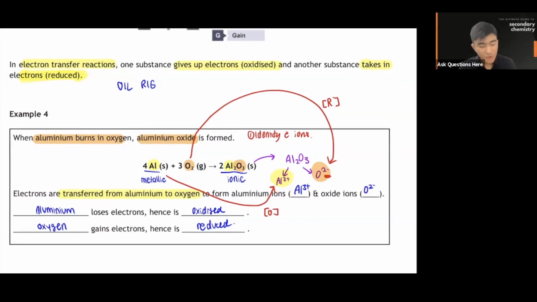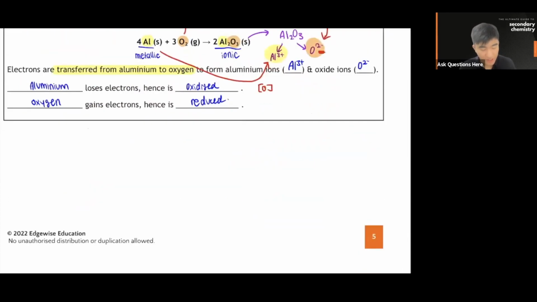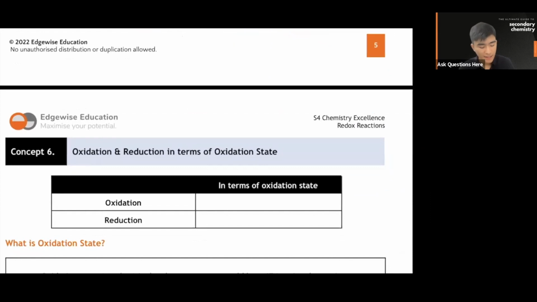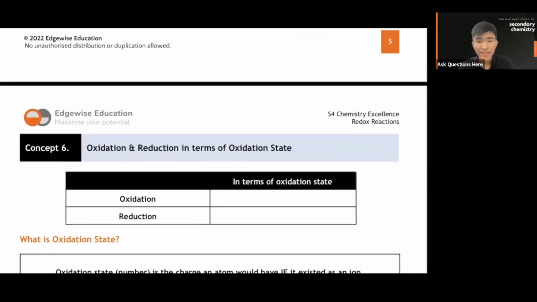All right, let's move on to the next page, which is on page number 6. Now, this part over here is the most challenging part. Concept number 6 is reduction and oxidation in terms of oxidation state. A lot of students face trouble when doing this. I tell you, seriously, a lot of students face trouble when doing this.